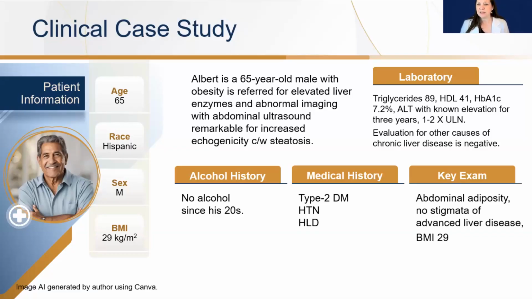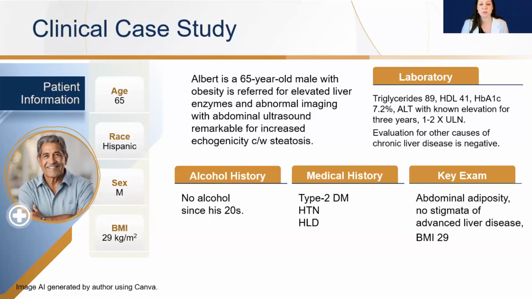When we take a look at the labs that were already completed, we see that he does have normal triglycerides at 89, but his HDL is 41. However, he also has a hemoglobin A1C of 7.2%. He's had elevated ALT for the past 3 years, usually within 1 to 2 times the upper limit of normal. And he's already had a lab workup to rule out other conditions that could cause chronic liver disease, such as autoimmune diseases and infection.